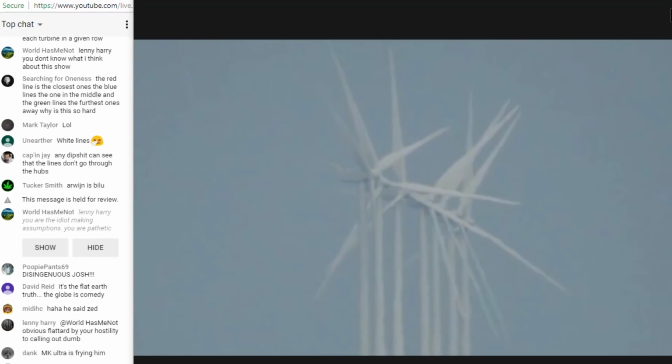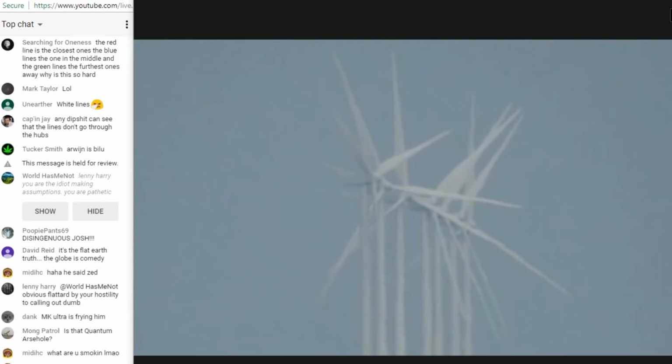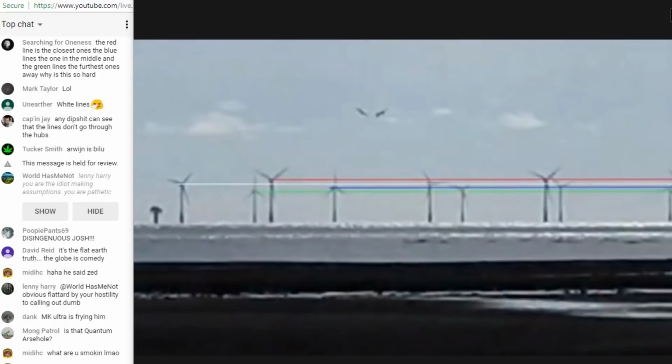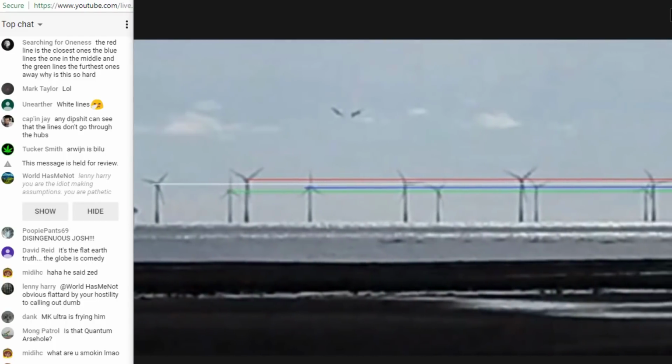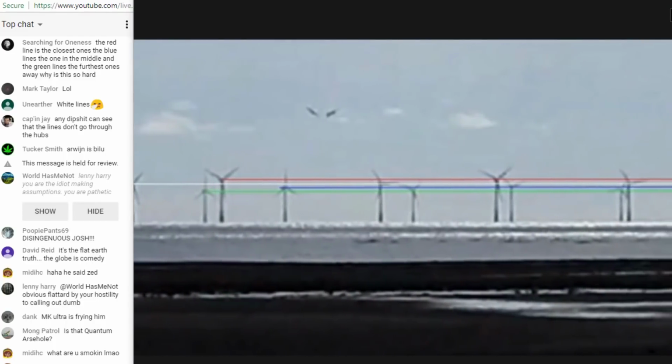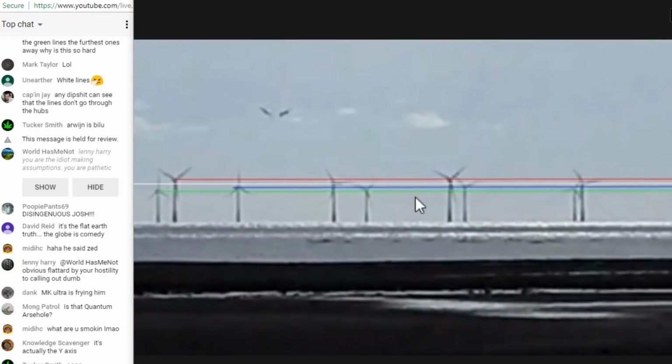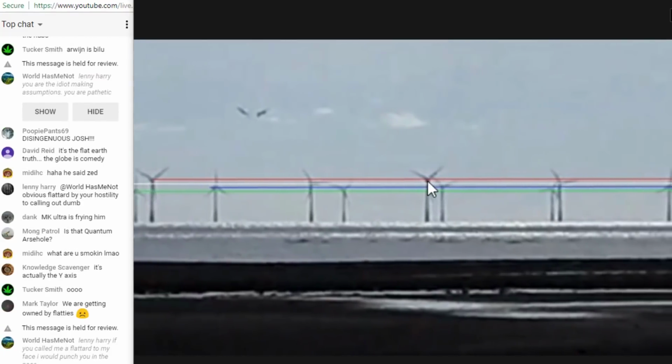This is the Z-axis. See the Z-axis here of these wind turbines. Now, when he shifts to the X-axis, you're looking at the X-axis of these turbines. They are the red line. You see that red line? They go right through the hubs. What hub? That's going over the hub.